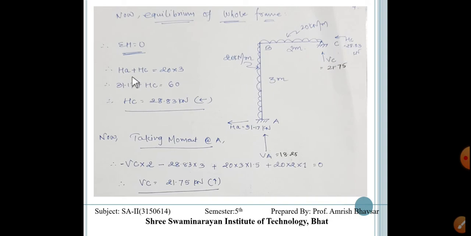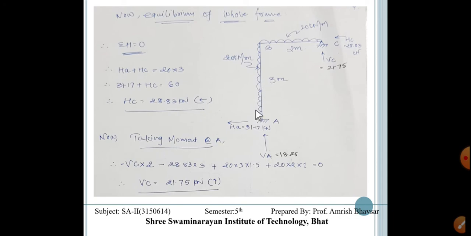For HC, the summation of horizontal force is 0, means HA plus HC is equal to 20 into 3. It is towards the right. Then HA we have, so we will get HC is equal to 28.83. Here we have assumed HC towards the left, and we will get the positive value, that is 28.83. So the HC is towards the left.